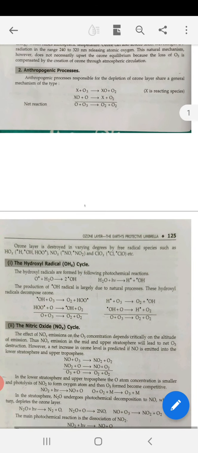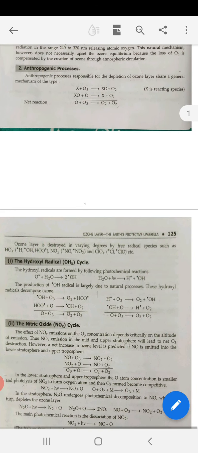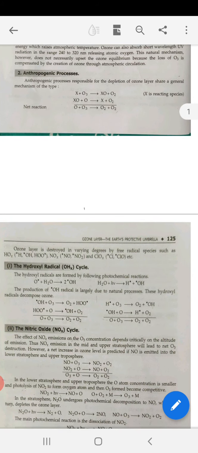Ozone layer is destroyed in varying degree by free radical species such as HOx. HOx we can say are free radicals: OH free radical, HOO free radical. Similarly, by NOx radicals, namely NO free radical, NO2 free radical, and similarly ClOx radicals, meaning Cl free radical and ClO free radical, etc. First, we study the hydroxyl radical or HOx cycle.